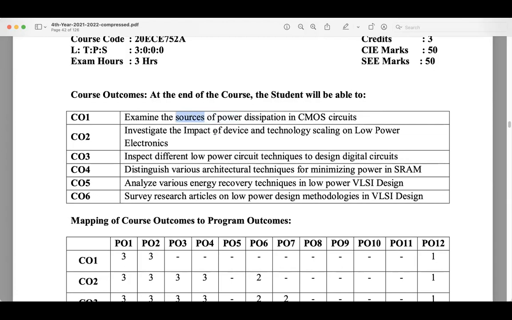Then we're going to investigate the impact of device and technology scaling on low power electronics. Now, scaling is a very important topic, where things are shrinking, things are becoming smaller. You can remember the calculators that you had previously, the big ones which used to have just addition, subtraction, multiplication, and division. But these days you have calculators which can do much more complex things, isn't it? You can do integrations, differentiations, matrix computations, and not only that, it gives you the result in the form of natural display, right?